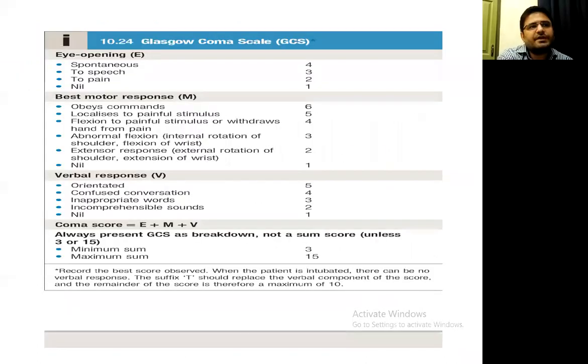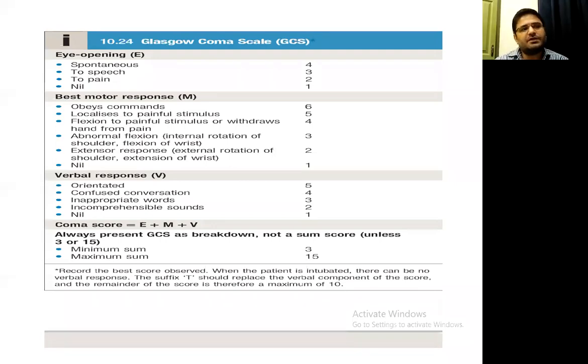So the GCS, the Glasgow Coma Scale, categorizes levels of arousal, and it scores a maximum of 15 and a minimum of 3. It includes best motor response, which has 6 scores, verbal response 5, and eye opening 4. Best motor response is 6 if somebody obeys commands, localizing painful stimulus is 5, flexion to painful stimulus is 4, abnormal flexion is 3, extensor response is 2, and if none, then it is 1. I'm going very fast because in the previous lecture, on the state of coma, we discussed the GCS scores in detail.